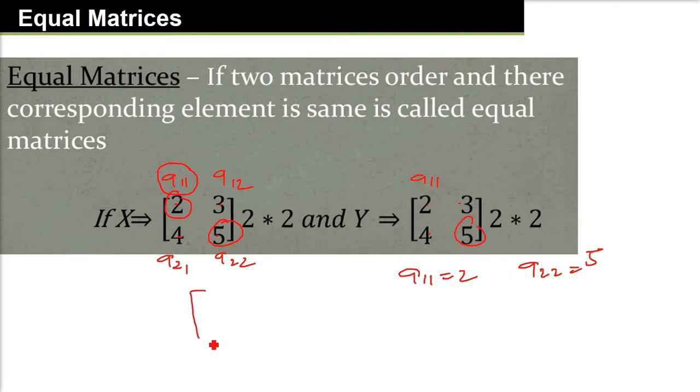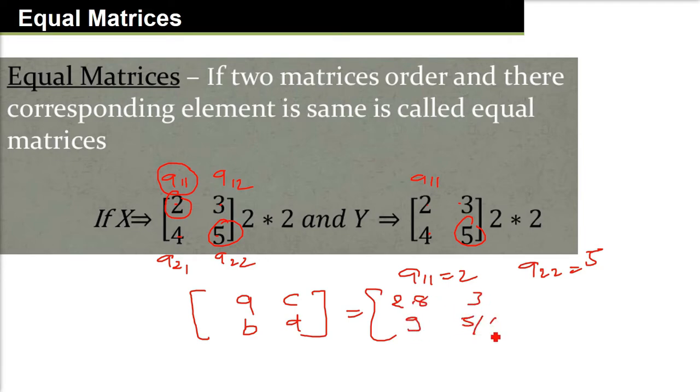For example, if I write a matrix A, B, C, D, and here I am putting certain values, it has to be the same order. So 2.8, 3, 9, 5 by 6. So A will be equal to 2.8, C will be equal to 3, B will be equal to 9, D will be equal to 5 by 6. They are equal matrices if they match.